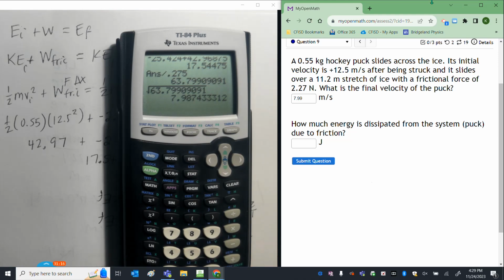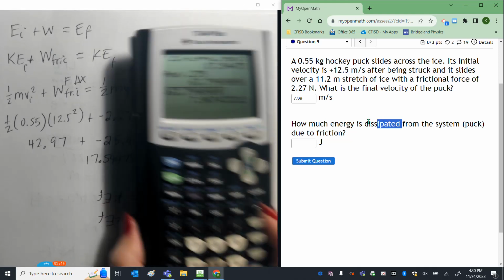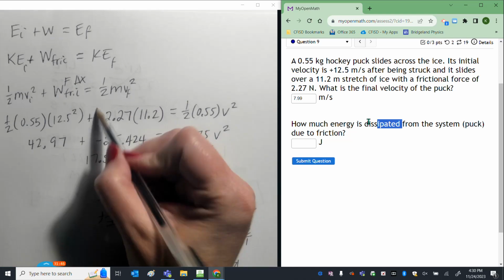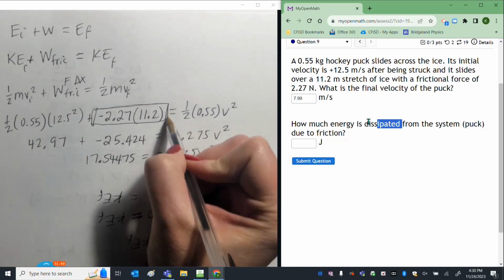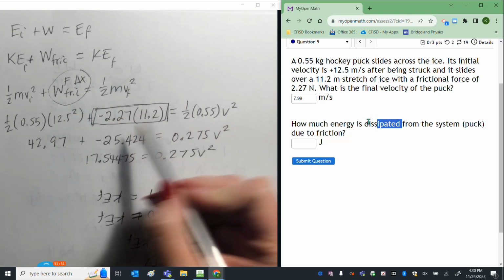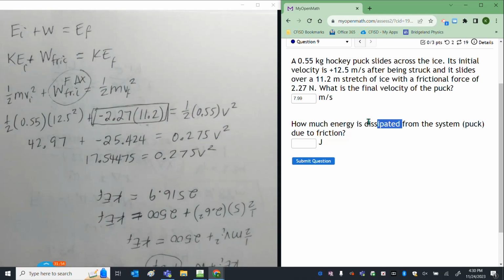How much energy is dissipated from the system due to friction? So we know that we've lost energy, and that's what that dissipated energy is, because we were initially moving 12.5 meters per second and now we're only moving 7.99 meters per second. This is asking us basically what the change in our kinetic energy is, because that change in kinetic energy, or that work done by friction, is equal to the energy that has been dissipated from the system. That work removed the energy, and therefore that energy is no longer usable. It has been dissipated. We actually already solved for it though. This right here, when we solved for the work done by friction, again, work done by friction is force times displacement. That is the energy that's been dissipated from the system.